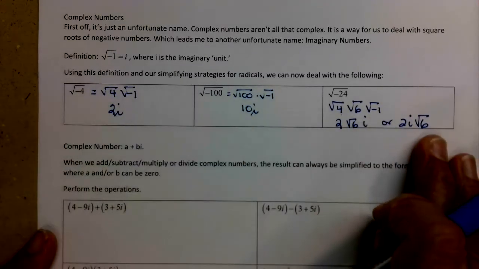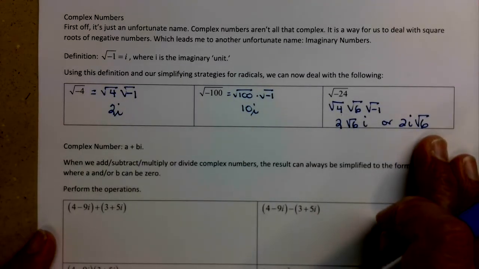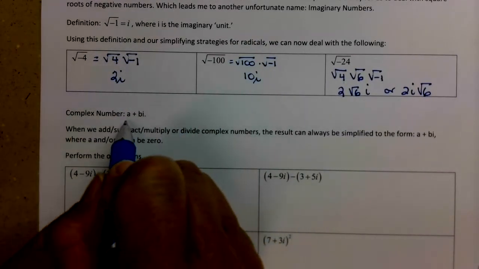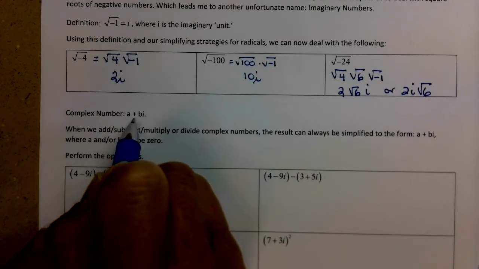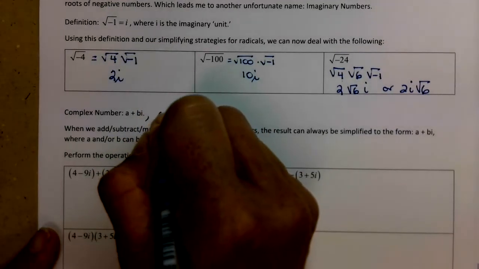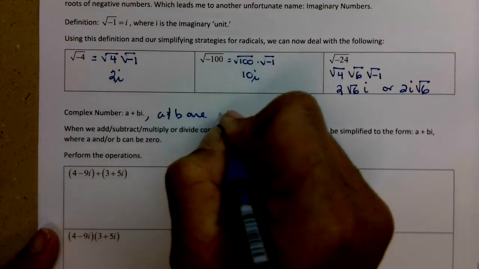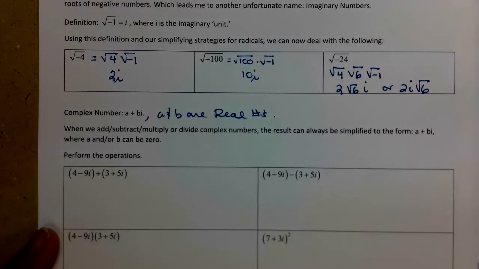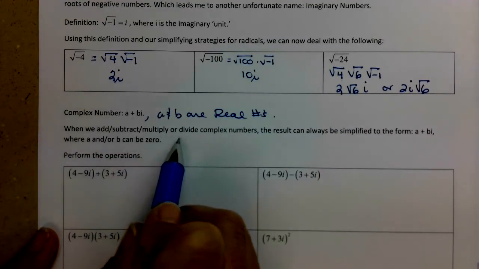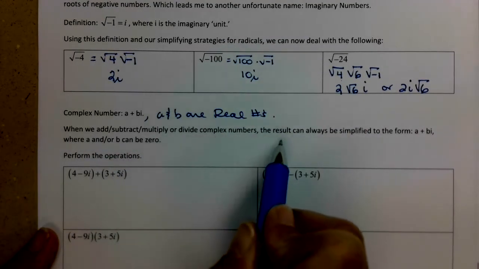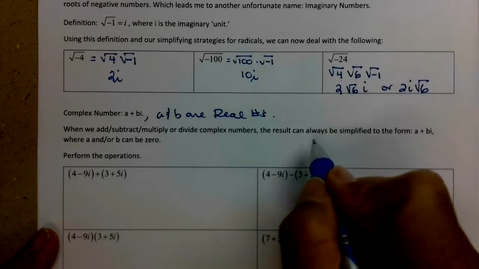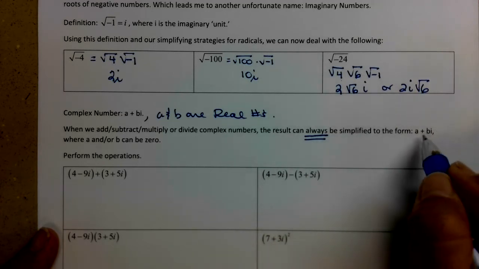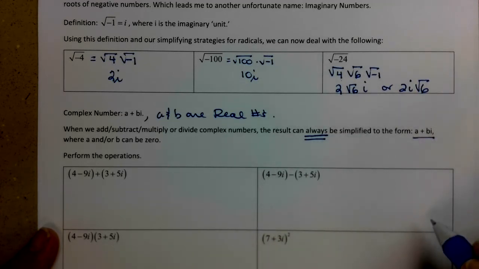Okay, so that's our imaginary number, the imaginary part of a complex number. So now what's a complex number? A complex number looks like this: a plus b times i, where a and b are just going to be real numbers. So when we add, subtract, multiply, or divide complex numbers, the result can always, mathematicians hardly ever say always, be simplified to the form a plus bi.